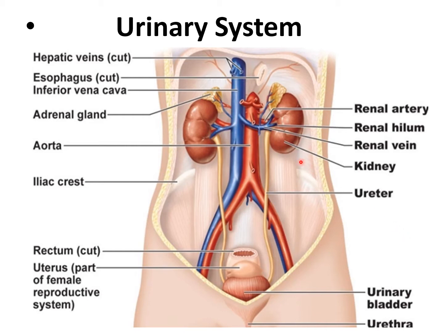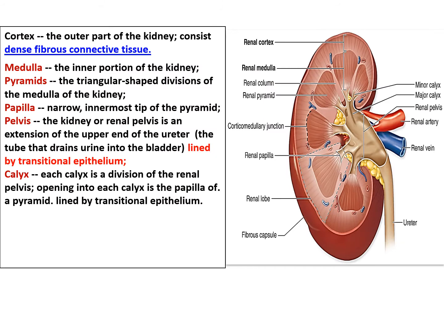The urinary system consists of different parts like two kidneys and two ureters, the urinary bladder and the urethra. Each kidney contains many parts like cortex, medulla, pyramids, papilla, pelvis, and calyx.